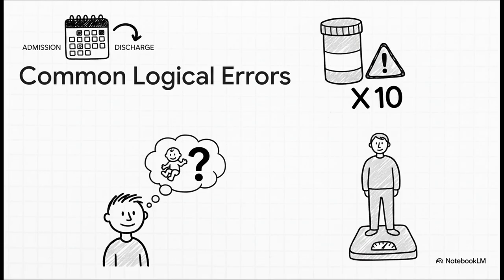Then you've got the other danger, these logical errors. And this is data that just flat out defies reality. You see things like a patient being discharged from the hospital before they were ever admitted, or a male patient who's been diagnosed with pregnancy, or a medication dose that's 10 times higher than it should be, or an adult patient whose weight is listed as 3 kilograms. These aren't just simple typos. These are huge red flags that can lead to devastating medical mistakes if they're not caught.